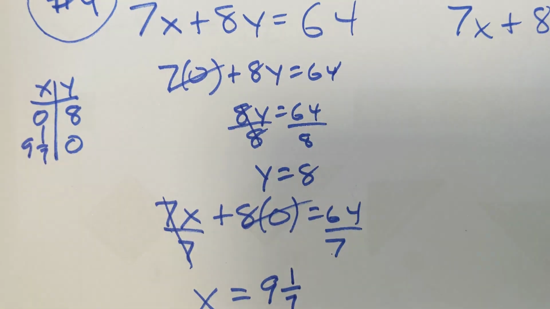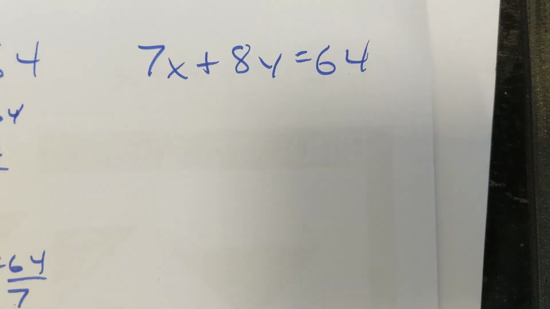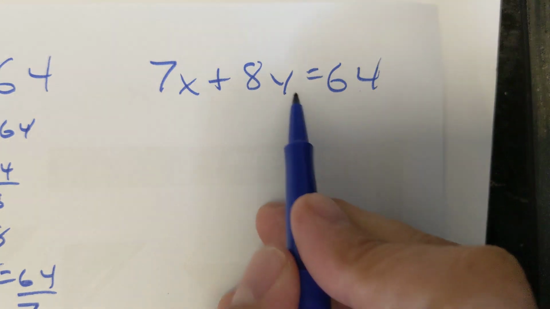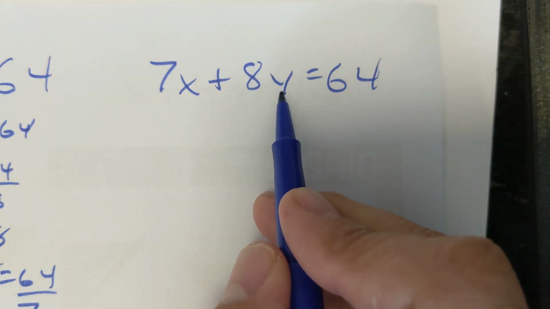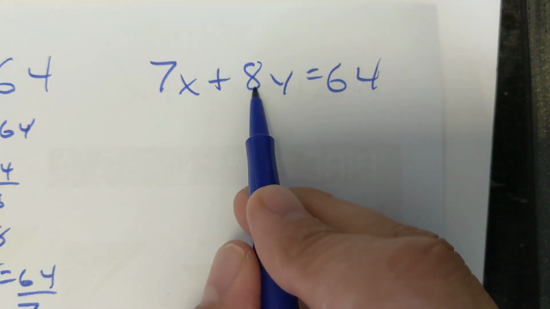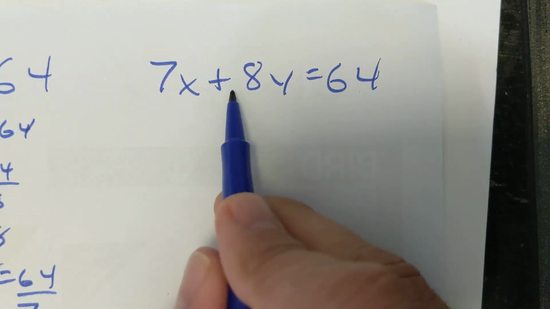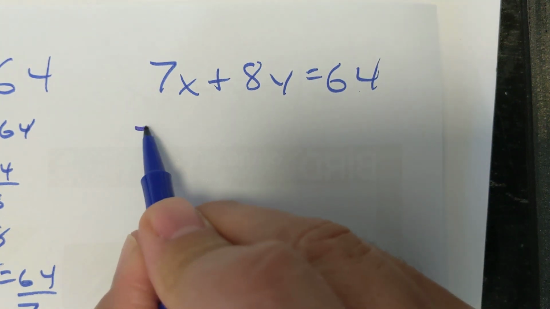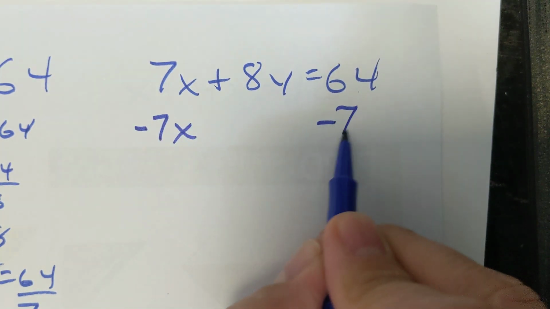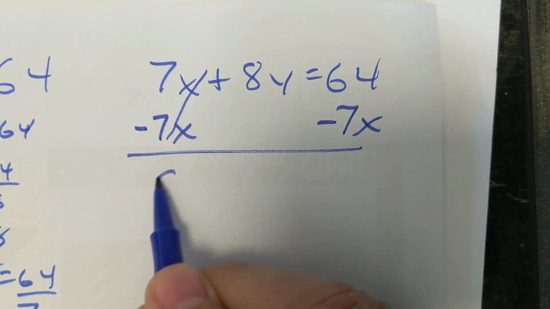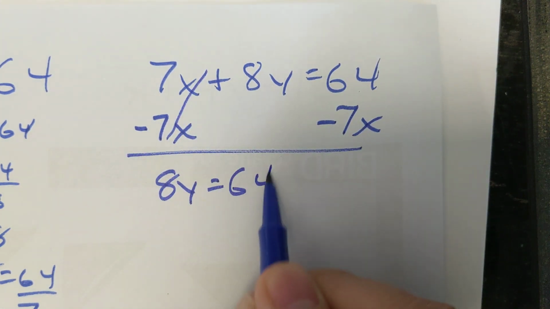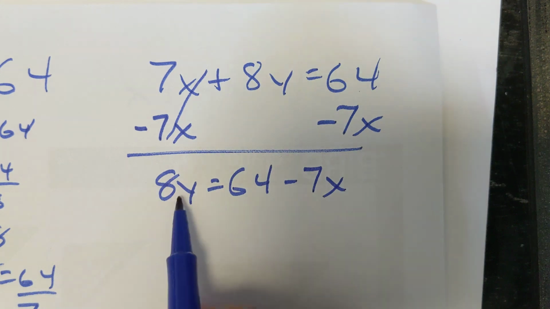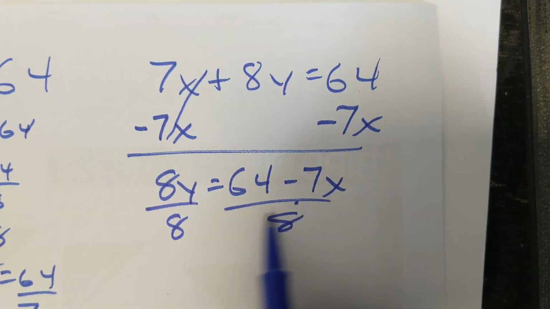All right, other option, if you don't like it and you're trying to stick to slope-intercept only, let's get y by itself and put it in slope-intercept form. They're taking y, multiplying by 8, and then adding 7x. So if I reverse engineer everything, I'm going to subtract 7x from both sides. 8y equals 64 minus 7x. I'm going to divide both sides by 8.